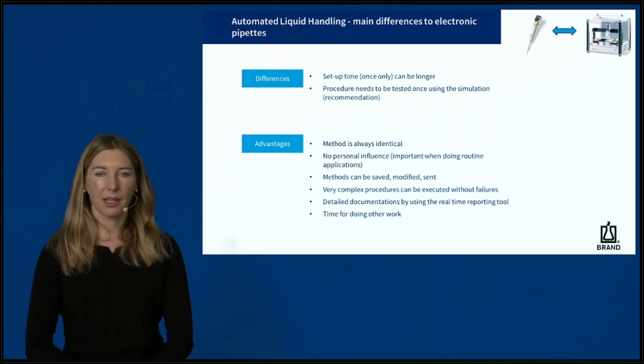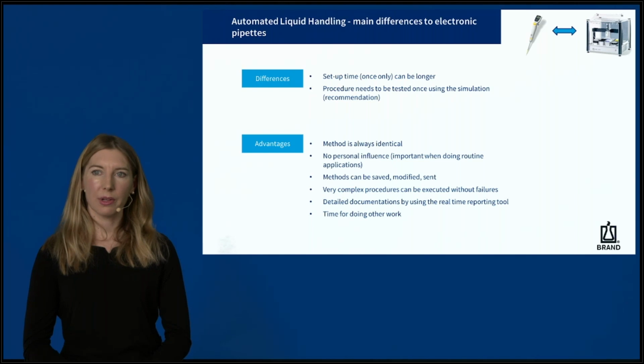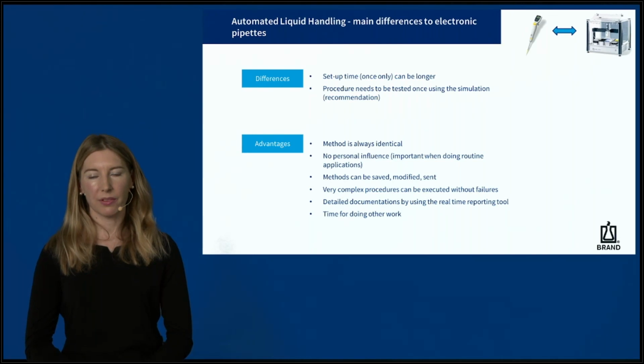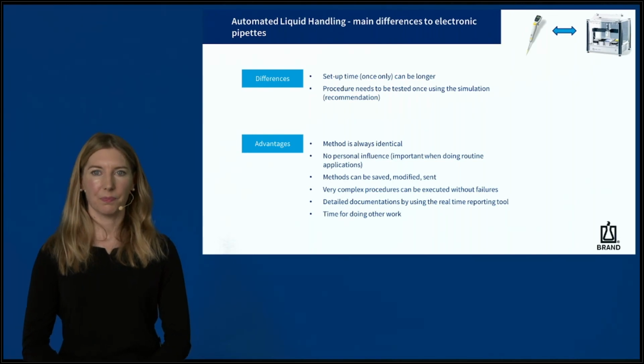Nevertheless, there are many advantages of an automated system. The method is always identical, and there is no personal influence. The personal influence has an enormous impact on the results. The process is documented. That means the method can be saved, modified, and sent easily.